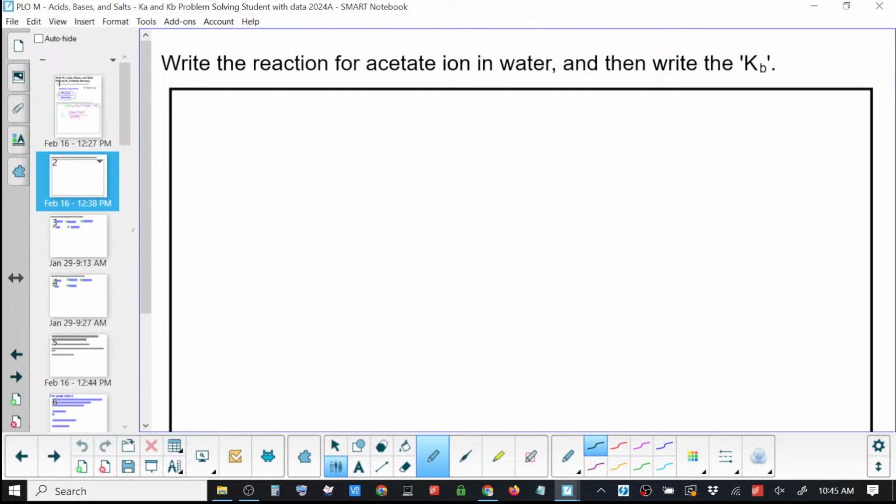Now that you've written that, I want you to write the generic Ka for any weak acid HA, and I would like you to write the generic Kb for any generic base A minus. Write out the equations and then write the Ka and Kb for both. Go. Generic weak base.